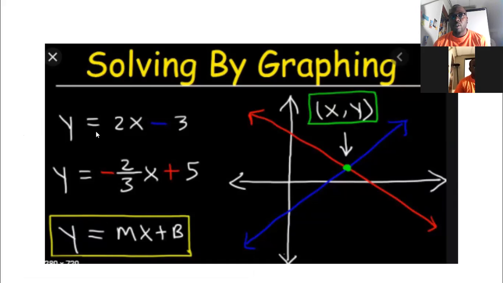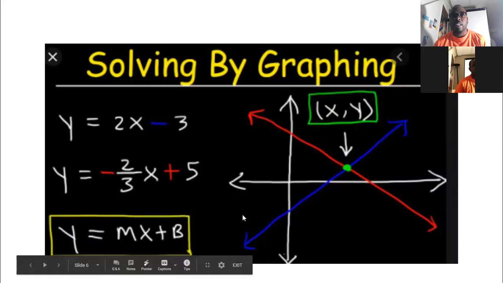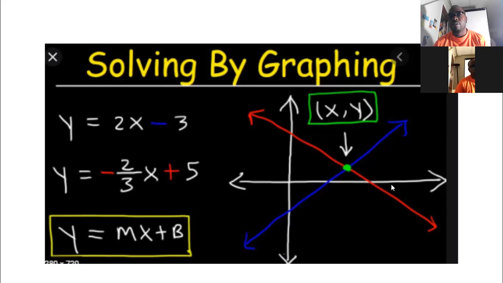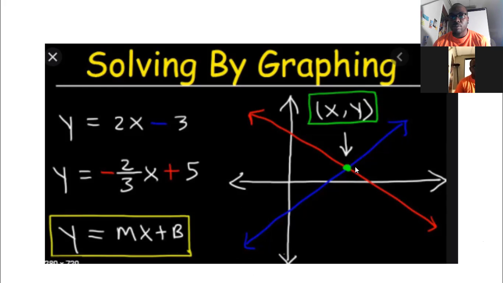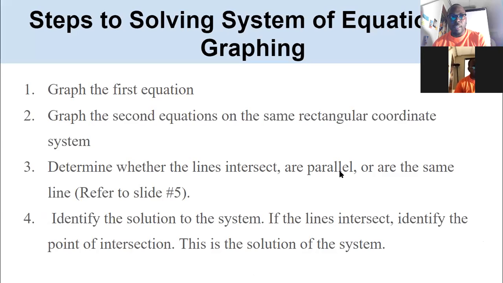Here you can see we graph both lines: y equals 2x plus 3 right here, and then y equals negative 2/3 x plus 5 right here. Our solution point would be the point where both lines intersect. These are the steps to solving a system of equations by graphing. First, graph the first equation, then graph the second equation on the same graph and determine if they intersect, if they're parallel, or if the lines are the same. If the lines intersect, you identify the point of intersection, and that is your solution.